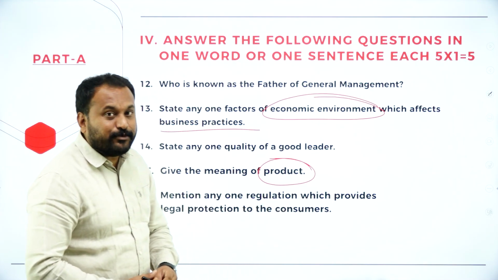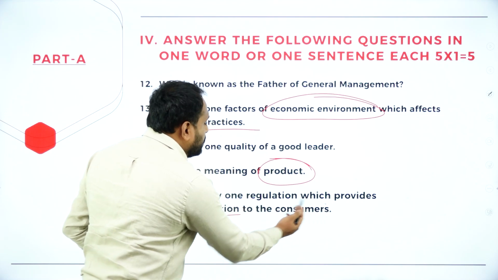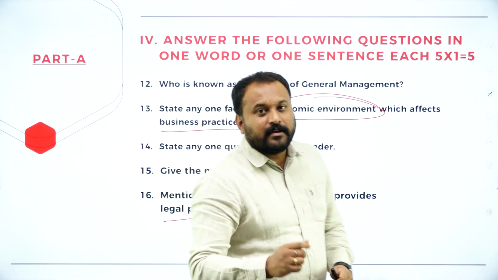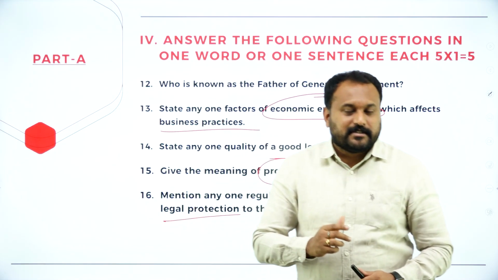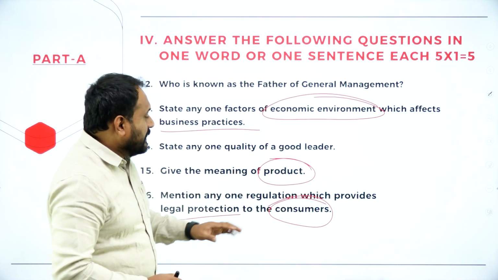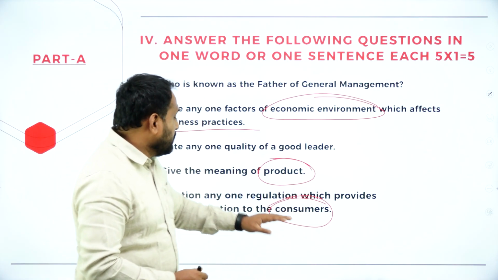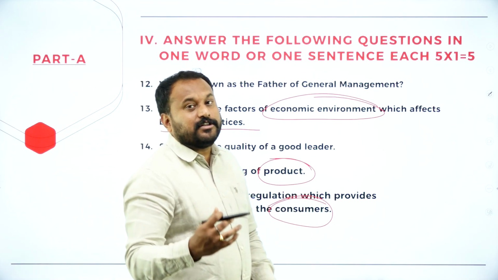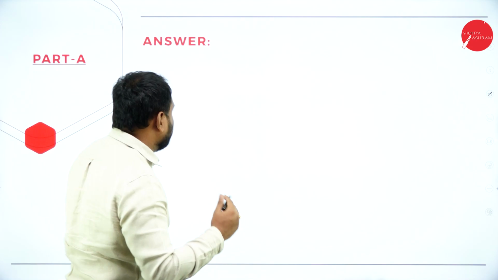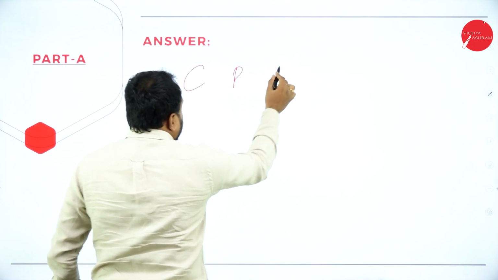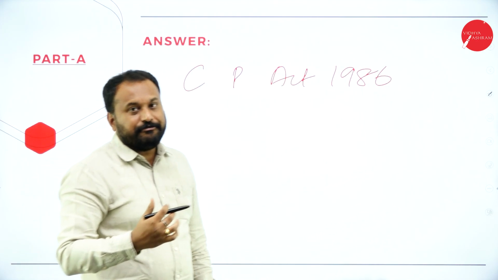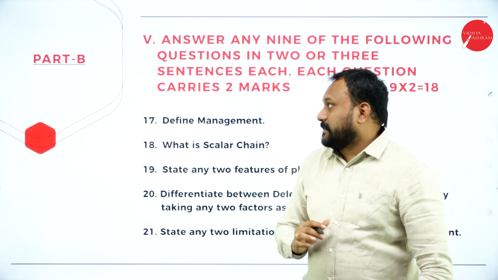Mention any one regulation which provides legal protection to the consumer. They are telling you any one regulation. See, the Consumer Act is a regulation. So, if you write Consumer Protection Act 1986, that itself is a consumer regulation for the protection of the consumer. So, the answer is very simple: Consumer Protection Act 1986. And you will get how many marks? 1 mark very easily.